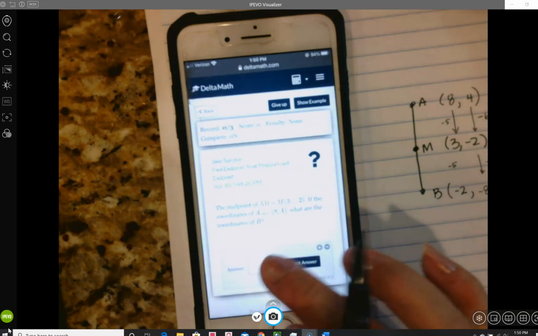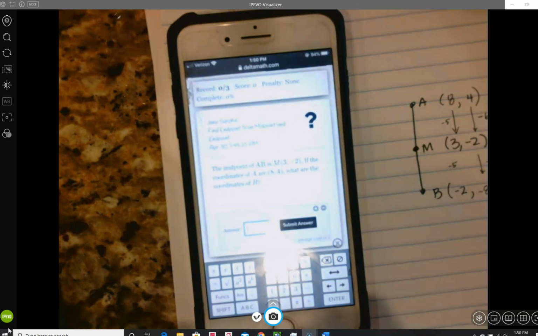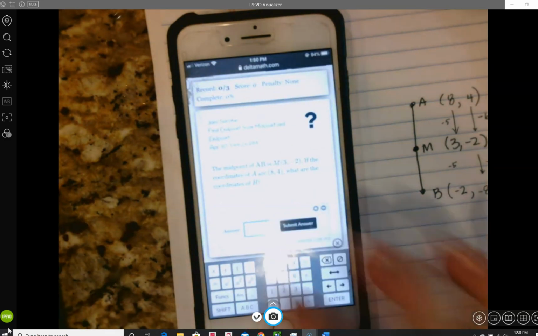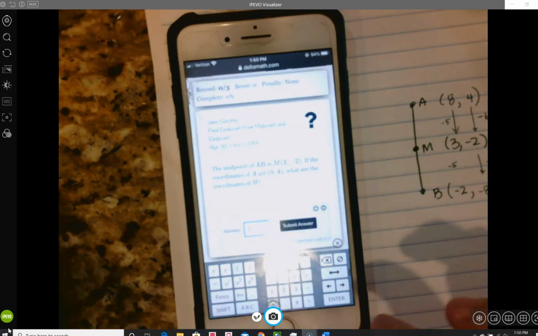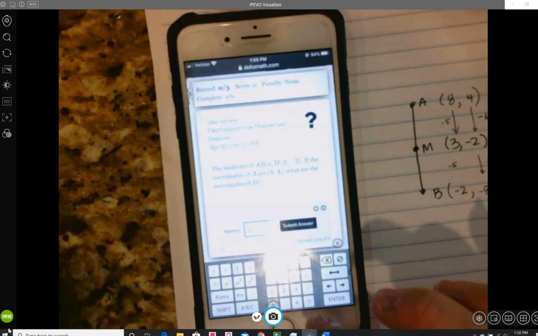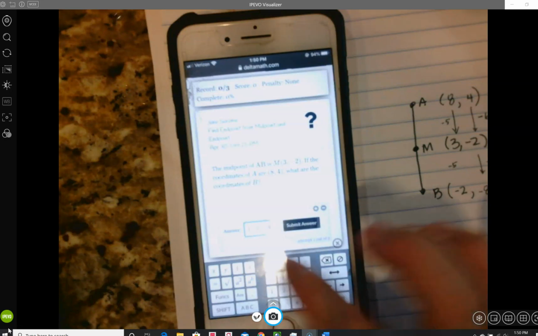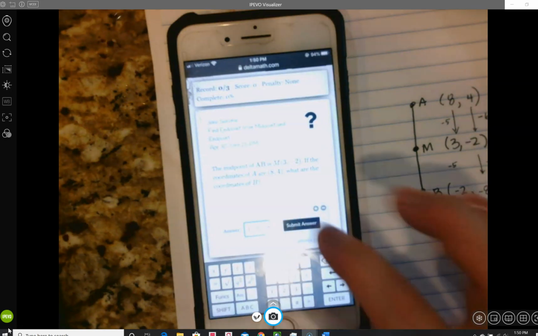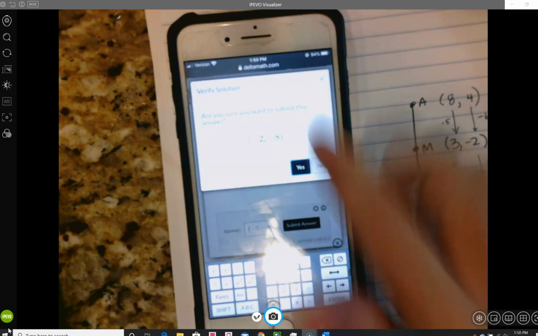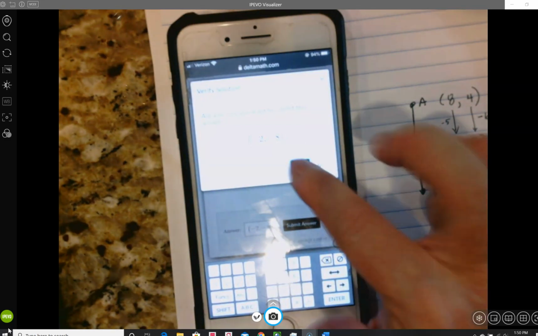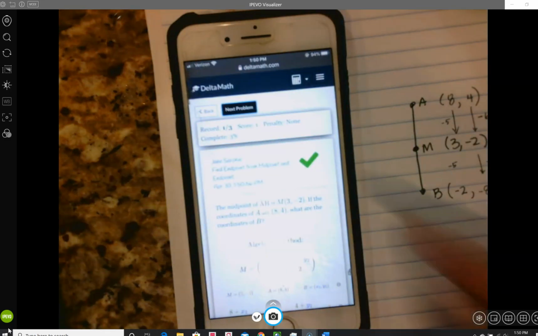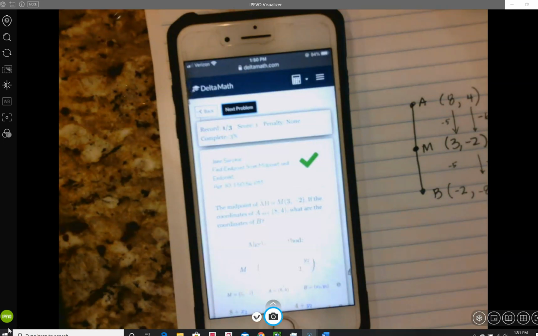Then I'm going to go in and attempt to submit my answer. I'm going to go parentheses, and I'm going to try -2, comma, -8, and see how that goes. Is that the solution I want to submit? Yes. And it'll tell me if I got it right or not.